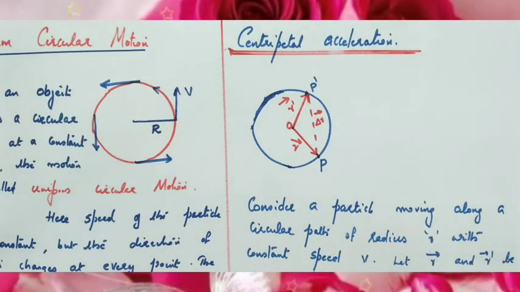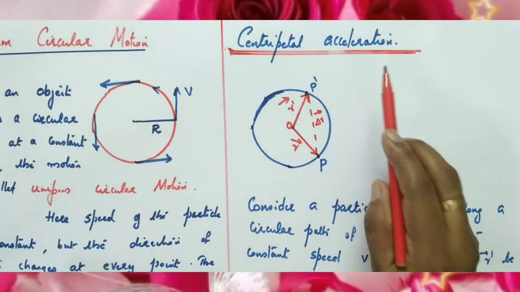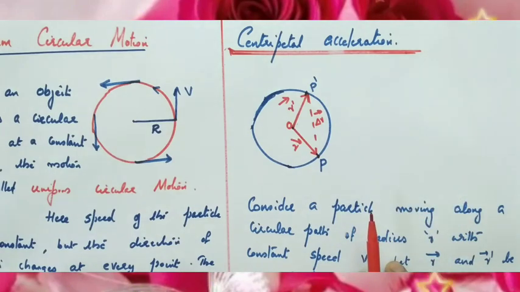In a uniform circular motion, we know that the magnitude of acceleration remains constant, isn't it? That acceleration is called centripetal acceleration. Okay, now we can derive the formula for centripetal acceleration.